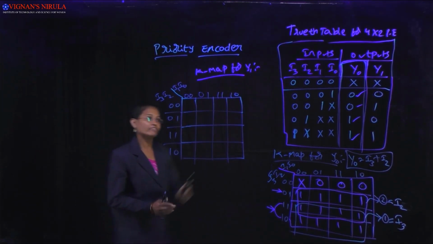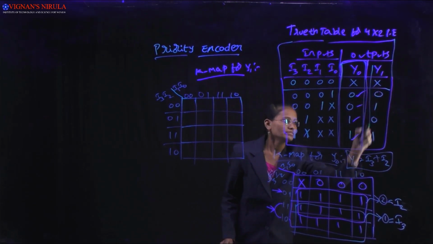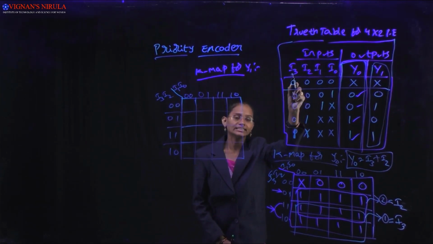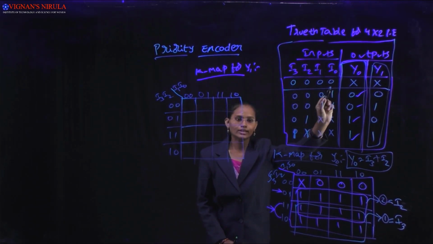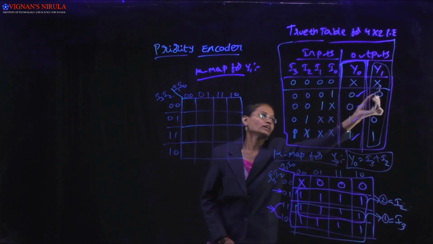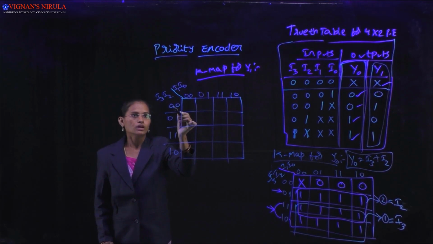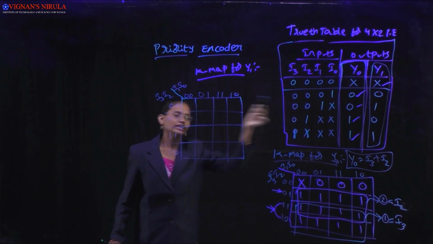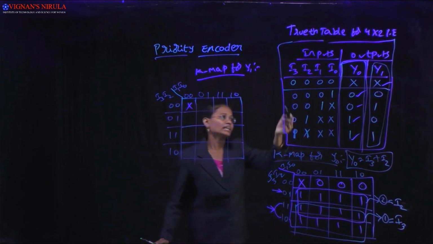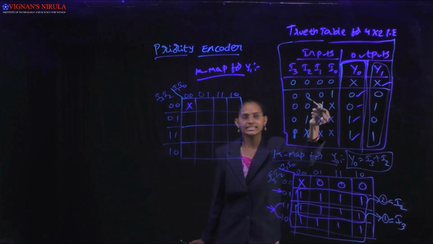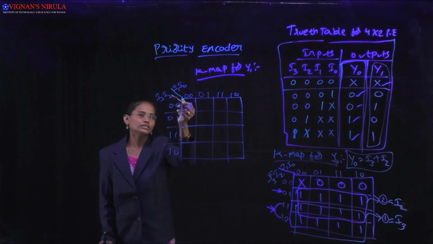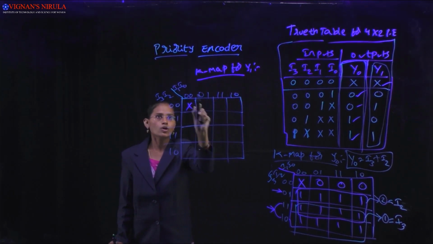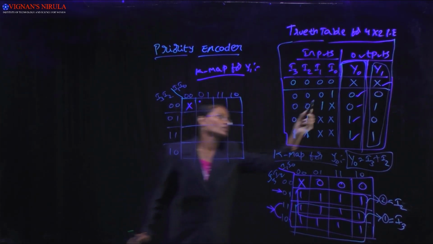Okay, in Y1, all of you observe these outputs. In this case, I3 to I0 are zeros, all inputs 0. What is the output here? X. So I2 is 0, I3 is also 0, and I1, I0 is also 0. What is the output here? X. And second, I3 is 0, I2 is 0, and next I1 is 0, I0 is 1. In this cell, what is the output here? 0.